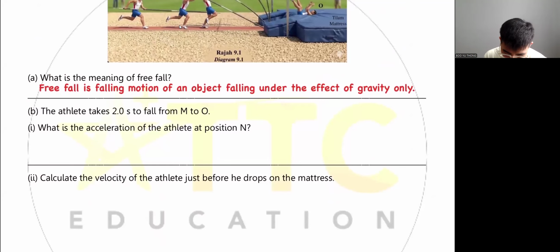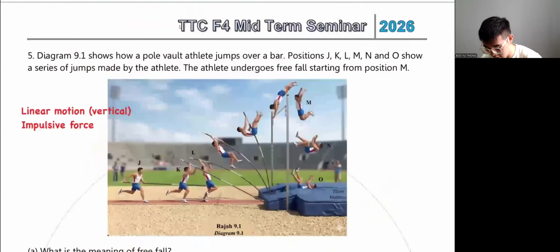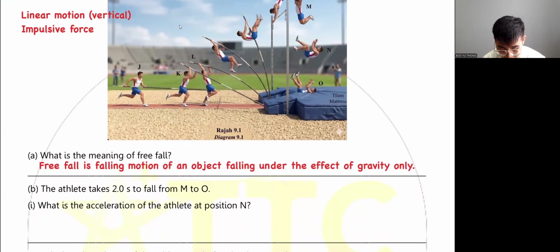Anyway, it's just a question. Like I said, this is just an assumption. The question asks you to assume that when the athlete is falling, there are no air particles causing air resistance acting on the athlete. Clear? Yeah, it's just an assumption.